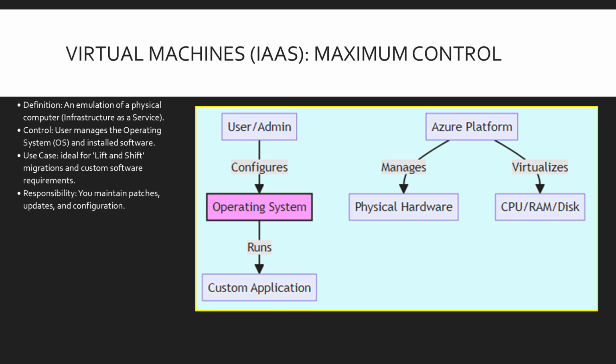This diagram illustrates the IaaS model. At the bottom, the Azure platform manages the physical hardware and virtualizes resources like CPU and RAM. However, look at the top sections. The user, or admin, is directly responsible for configuring the operating system, highlighted in pink, and running the custom application. The boundary line is clear. Azure handles the metal, but you handle the machine.